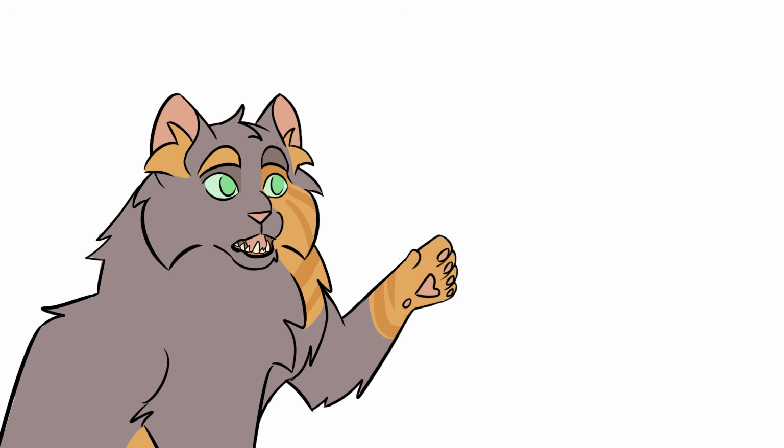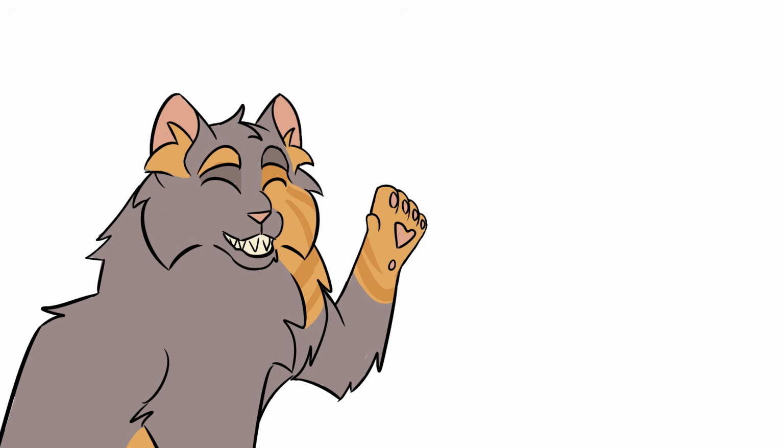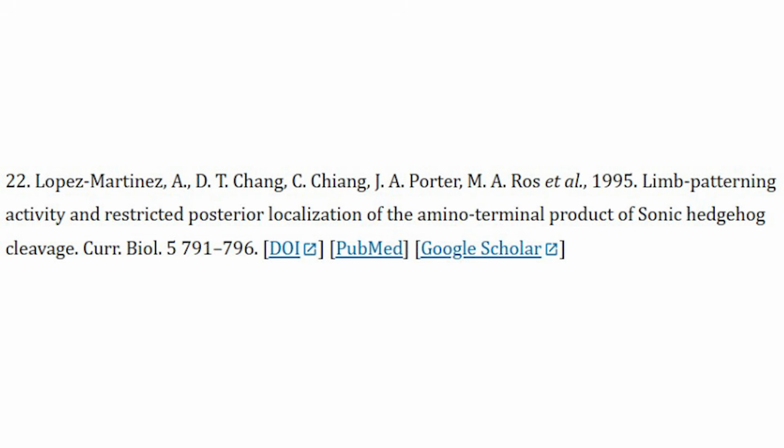Yeah, I don't have any practice squares for you at this point, sorry, but here's a bonus for those of you who stuck around to the end. Limb patterned activity and restricted posterior localization of the amino acid terminal product of Sonic Hedgehog cleavage. This is a peer-reviewed scientific paper titled, and about, Sonic Hedgehog cleavage.